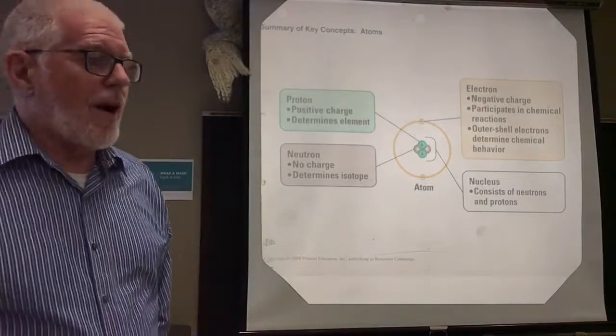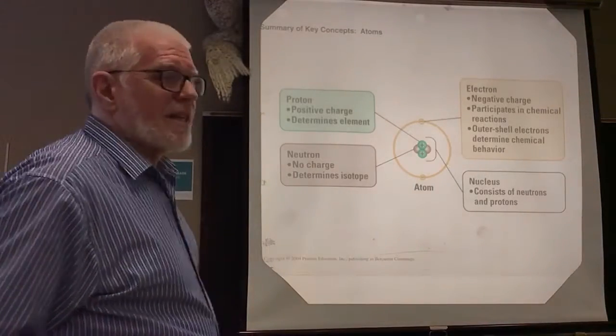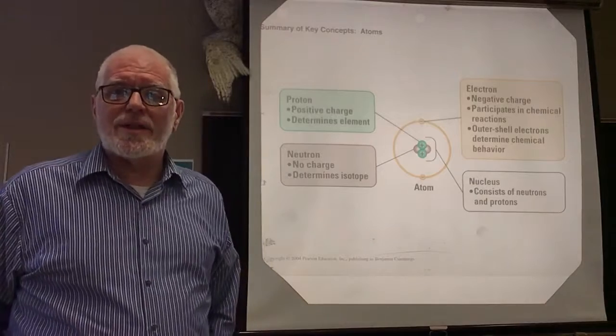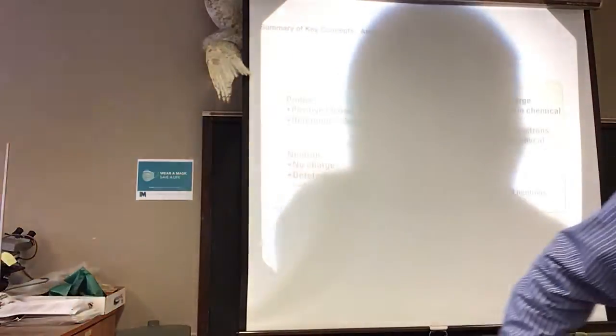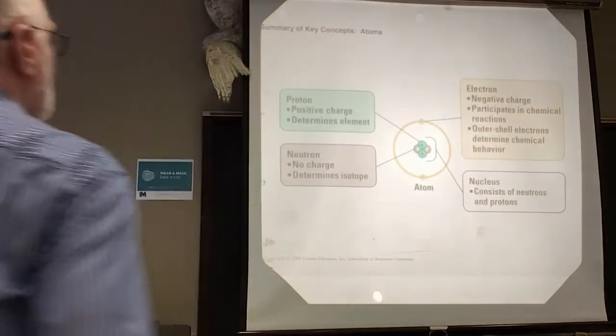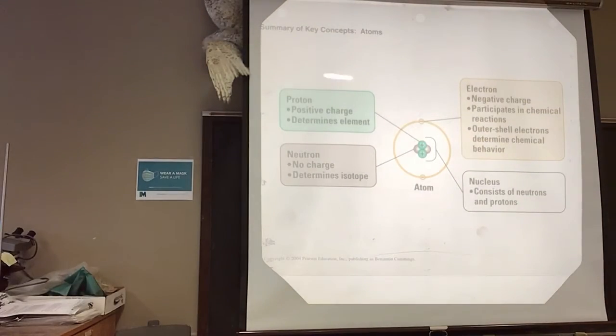Picking up where we left off. Just a couple more things about what we were just talking about. Here's the nucleus. Protons, positive charge, the total number determines the element. Neutrons, no charge, and the number in there determines the overall weight, so it determines the isotope. We will talk about the electrons eventually.